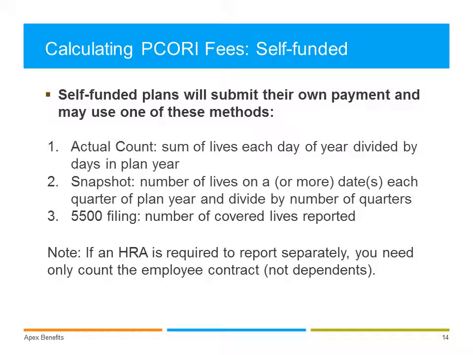Now, if you're an employer that has an HRA integrated with a fully insured medical plan, you will need to make a separate PCORI payment for the HRA. However, you need only count the employee contract and not the dependents. Again, this is just for the HRA piece. The carrier will submit on your behalf a PCORI fee for all the covered lives on your plan.